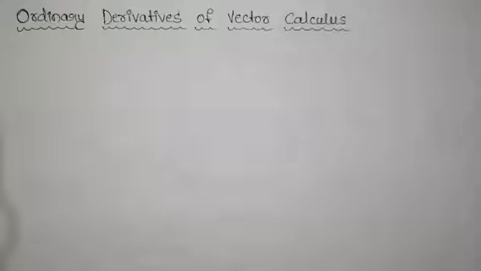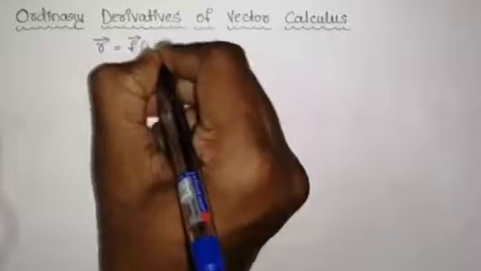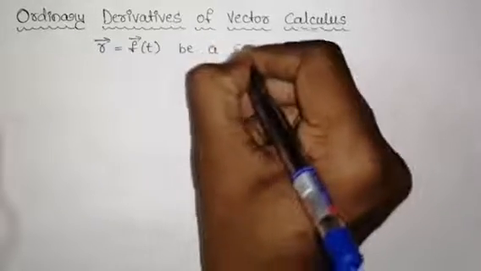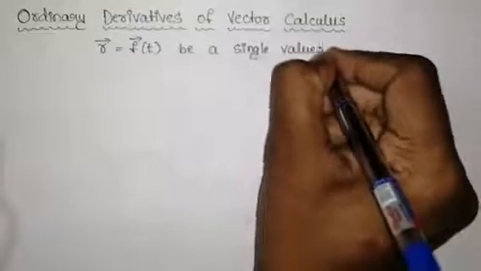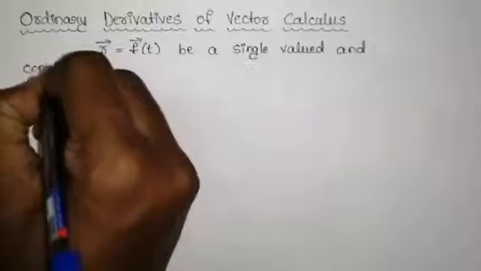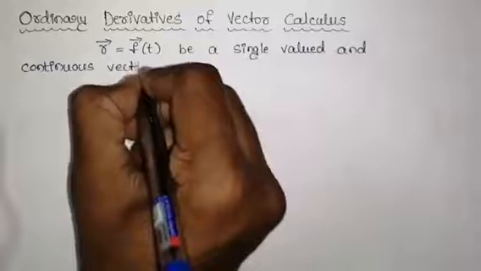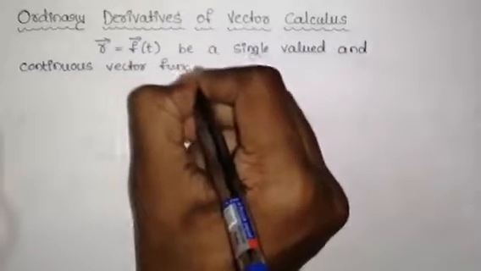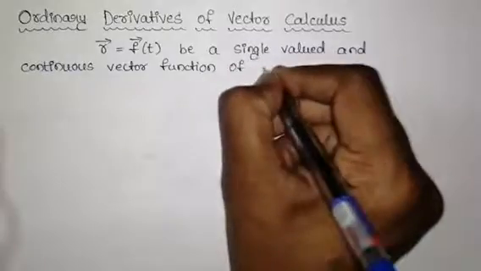See here, let us consider vector r equal to vector f of t be a single valued and continuous vector function of a scalar variable t.